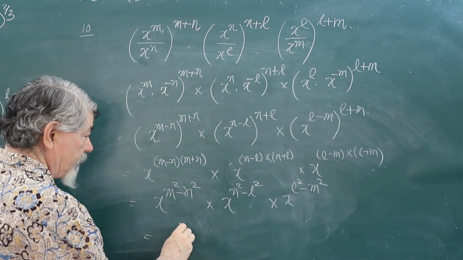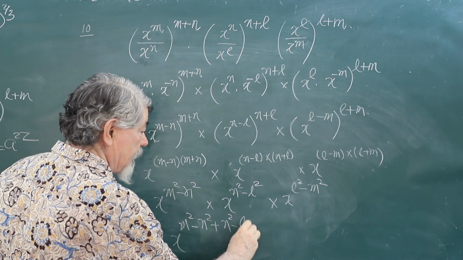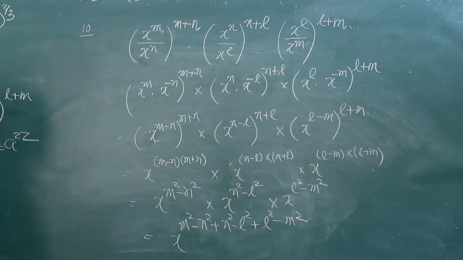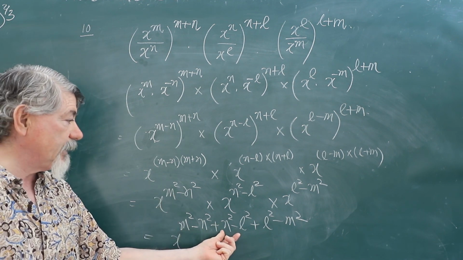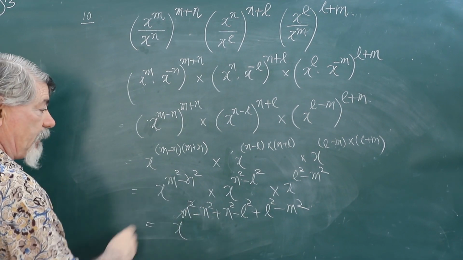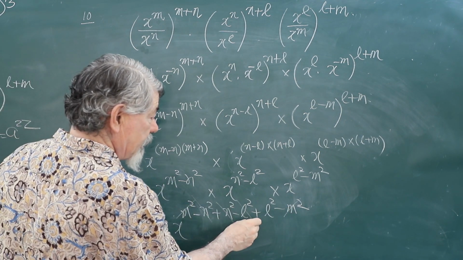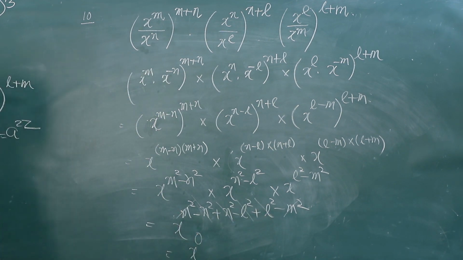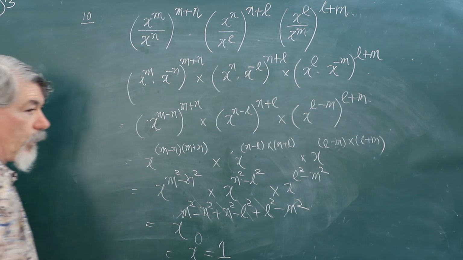That will become x to the power m square minus n square plus n square minus l square plus l square minus m square. Base is the same, powers get added. M square plus m square minus n square minus n square plus l square minus l square cancel out. So x to the power 0. Any non-zero number raised to power 0 is 1. So the answer is 1.